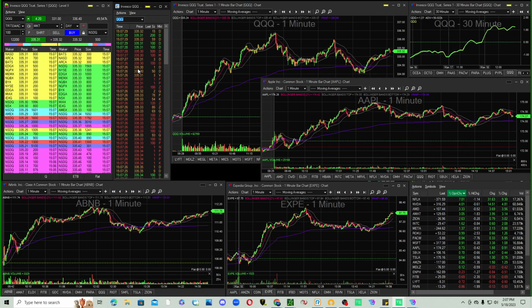Now, it doesn't matter what color it is. The only thing we need to understand is that if it's red, it means someone did a market order to sell at a bid. If it's green, it means someone did a market order to buy at an ask or offer. And if it's orange, it means the transaction occurred in between.